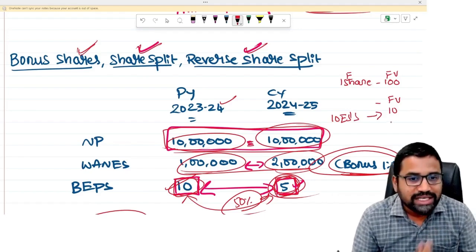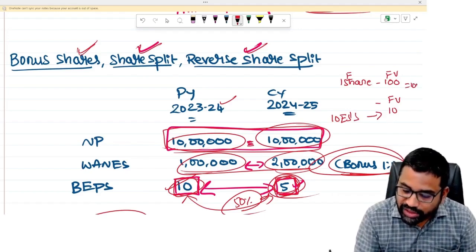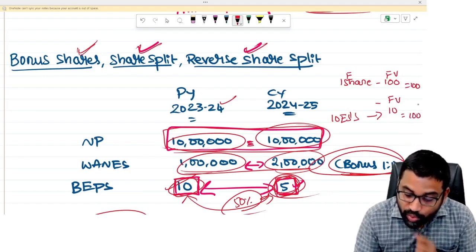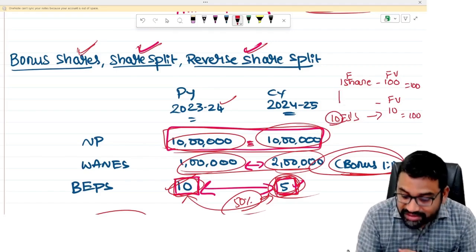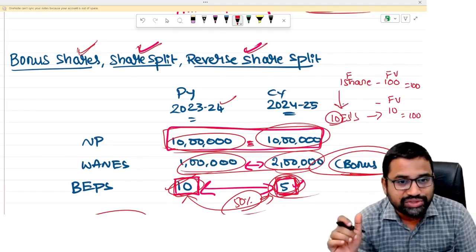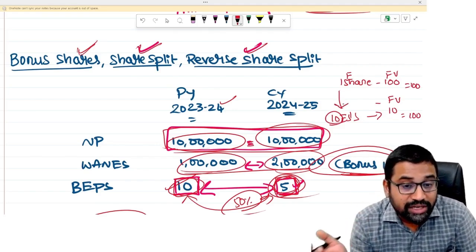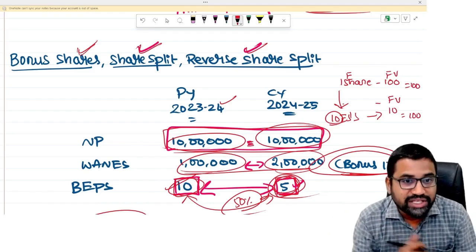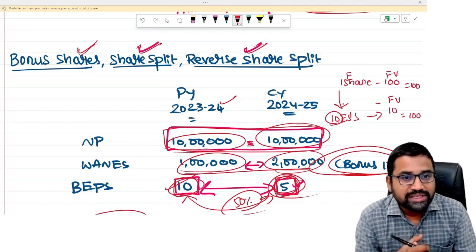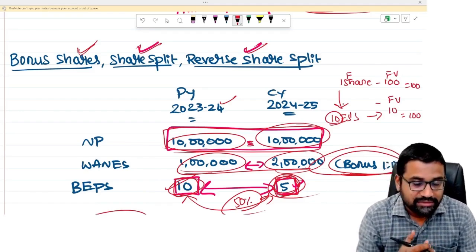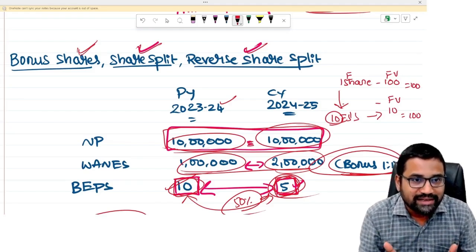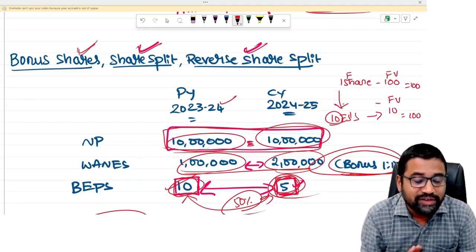Now you tell me, ultimately is there any effect on the total? Total, no effect. Here 10 shares into 10 rupees is 100 rupees only. But what is affected here? The number of shares increased, from 1 to 10. Now this also has the same effect as a bonus issue. Just as a bonus issue affects the outstanding number of shares without any corresponding effect on the net profit or loss, similarly a share split affects my number of shares. There is no corresponding effect on the profit. When you make a share split, only the number of shares will increase, and profit will not be affected.